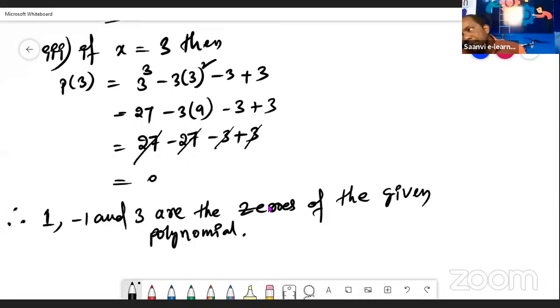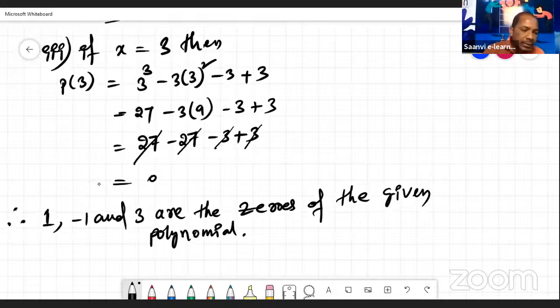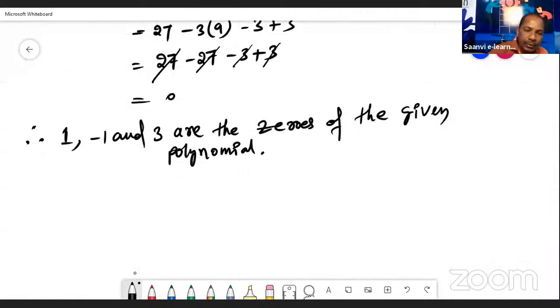So first of all, he asked to check whether 1, minus 1 and plus 3 are the zeros of the given polynomial or not. When we substitute the values in the given polynomial, at last we have got zeros in 3 cases. So those 3 numbers are the zeros of the given polynomial. Now again after checking, he said to check the relationship between the zeros and coefficients.